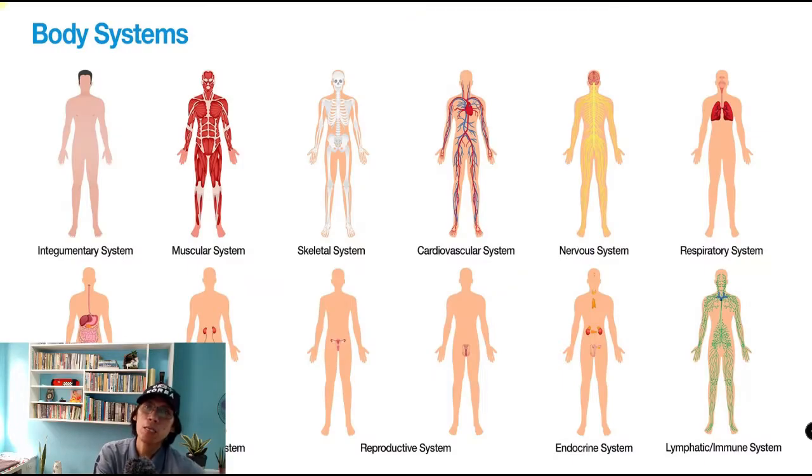In the human body, we have different body systems. Here I have 12 body systems. These body systems are made up of different structures with different functions. But overall, its main goal is to make sure that the organism lives.